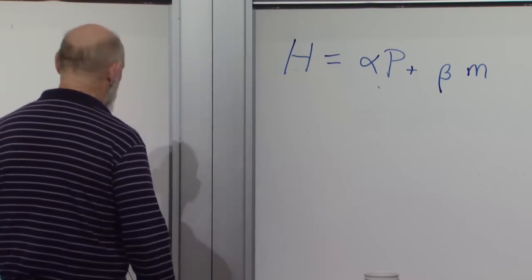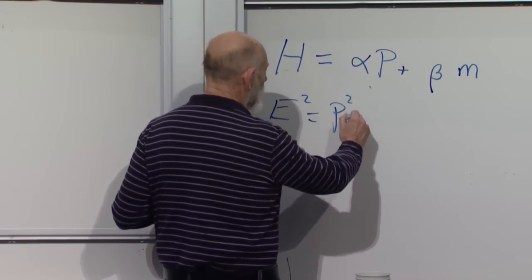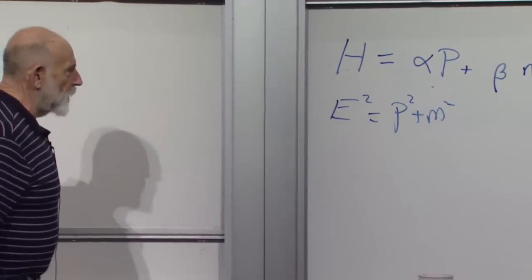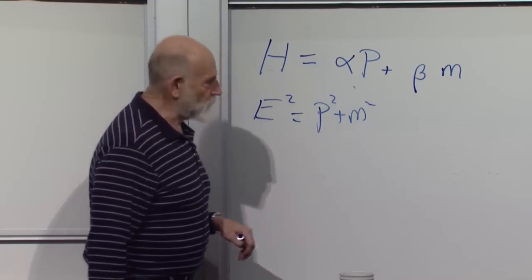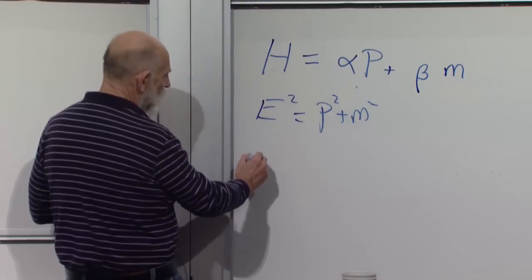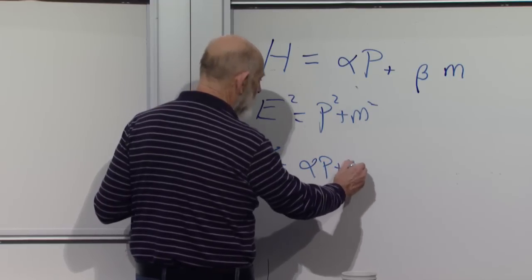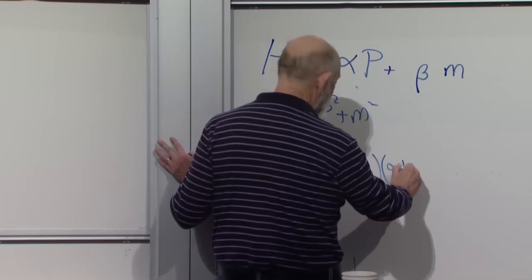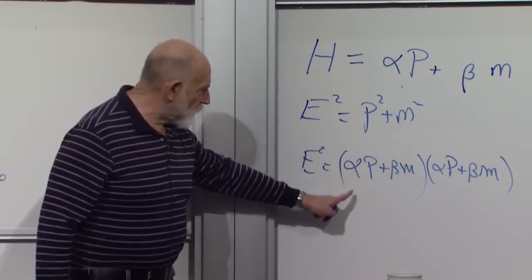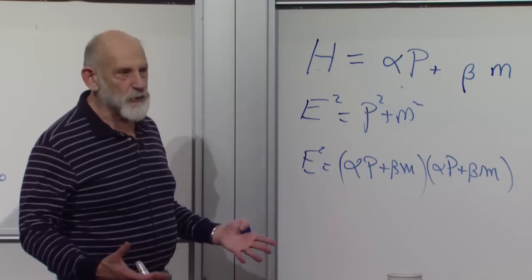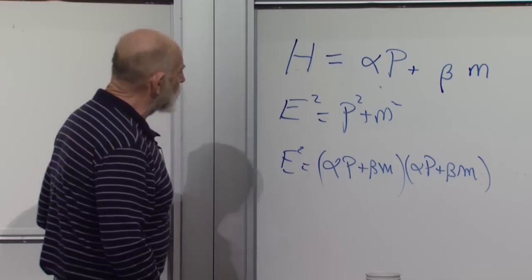I know that in a relativistic theory, the energy squared, which is the Hamiltonian squared, should equal p squared plus m squared. Let's insist on this. Let's insist that when I square H, I get p squared plus m squared. So let's see what that says. All right, so that says H squared, which is E squared, should equal alpha p plus beta m times alpha p plus beta m. Okay, first of all, I'm going to get a p squared term. Incidentally, alpha commutes with p, it acts in a different tensor product Hilbert space. We don't have to worry about commutation between alphas and p's.